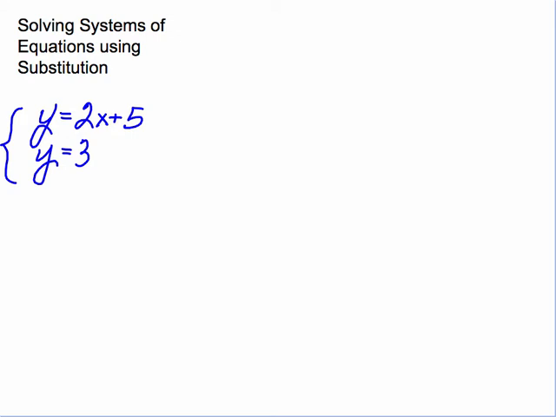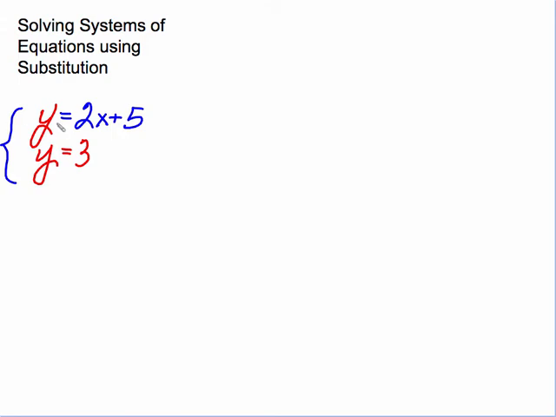In this video, I'm going to demonstrate how to solve systems of equations using substitution. And I'm going to start with a very basic example. This system is y equals 2x plus 5 and y equals 3. Those are the two equations. Now the second equation says that y equals 3. And because y equals 3, we can substitute 3 for y in this first equation and solve that.